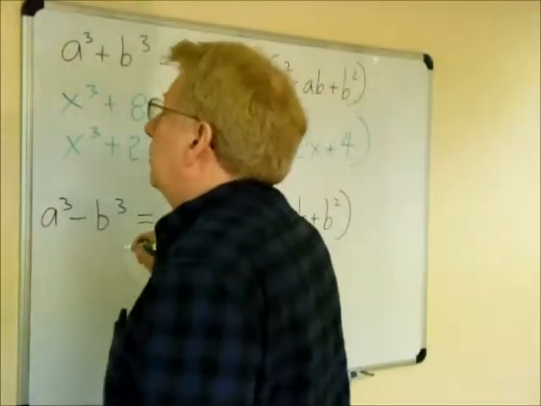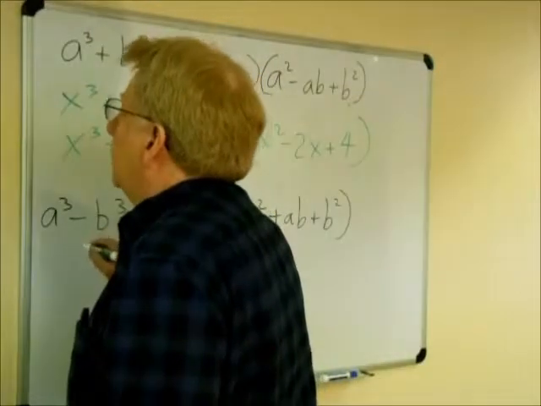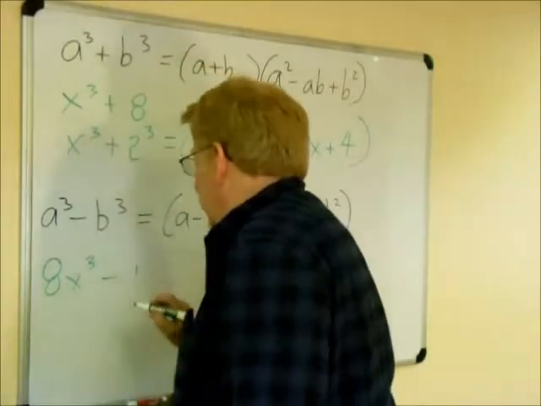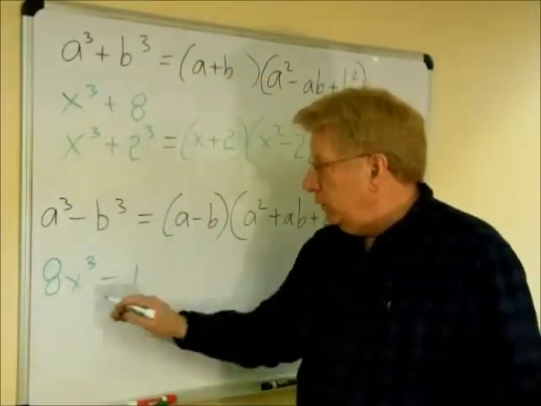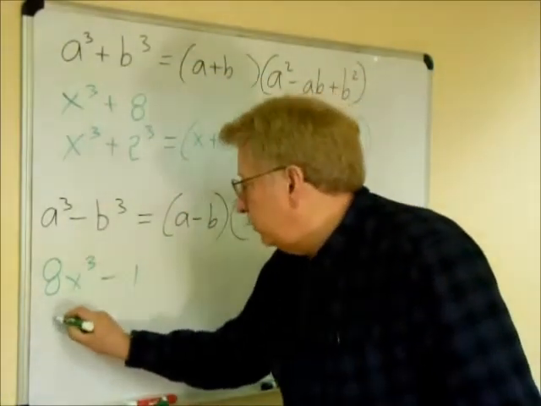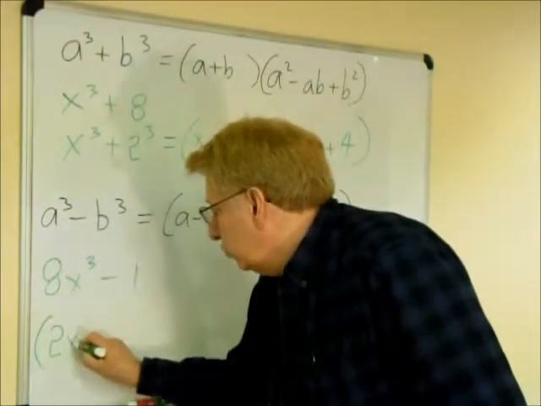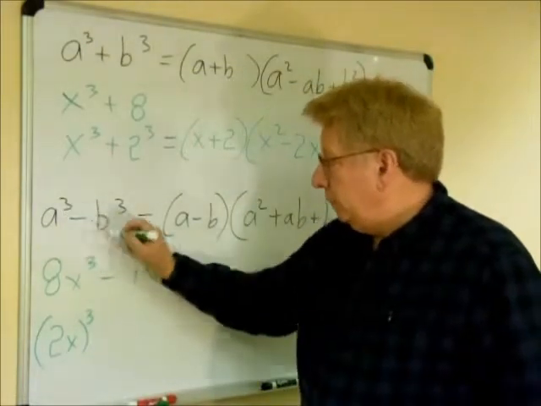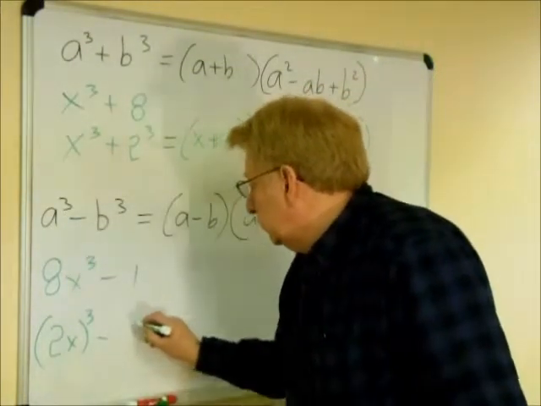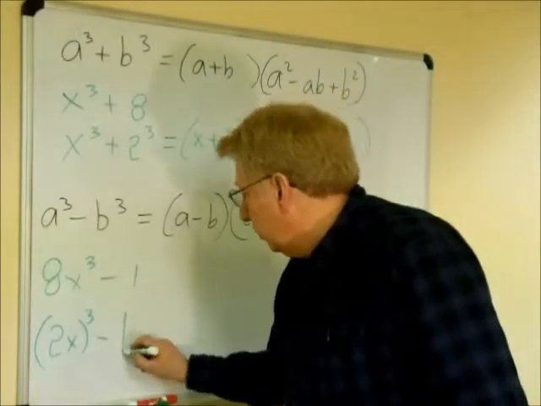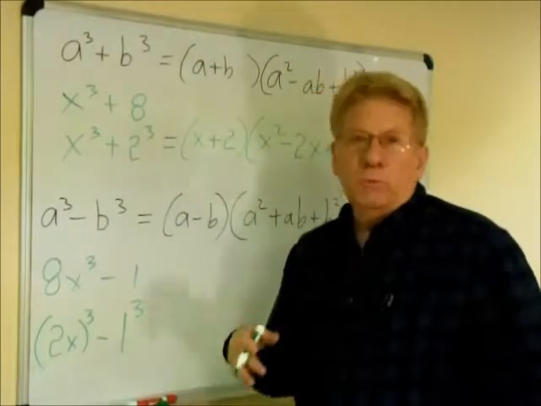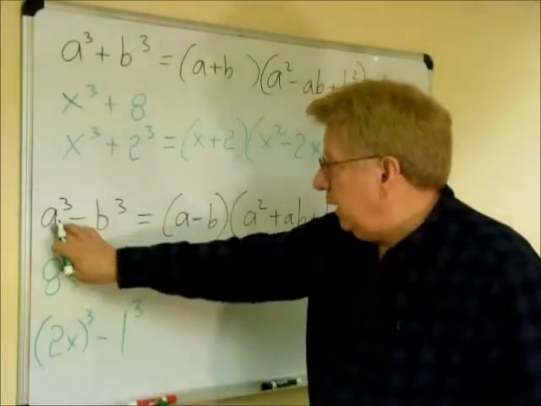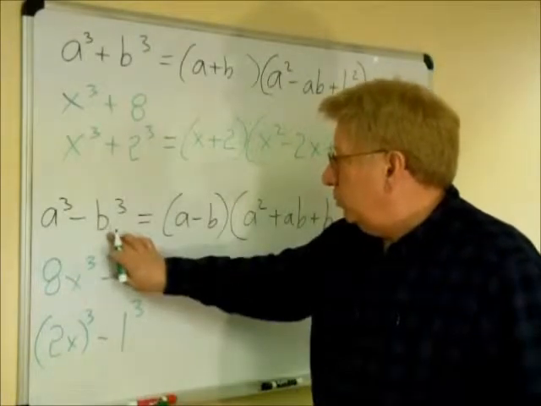Okay, so an example that we could use for that could be 8x cubed minus 1. If we think about that for a second, 8x cubed, that would be the same as saying 2x cubed. So 2x would be similar to our a. And then minus, and 1 would be similar to 1 cubed. 1 times 1 times 1 is 1. So 2x would be similar to the a, and 1 would be similar to the b.